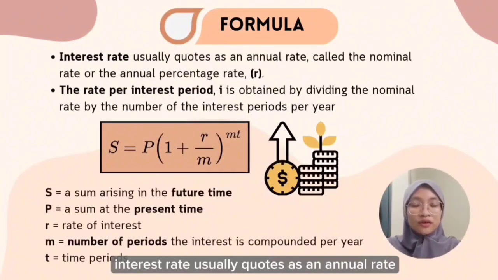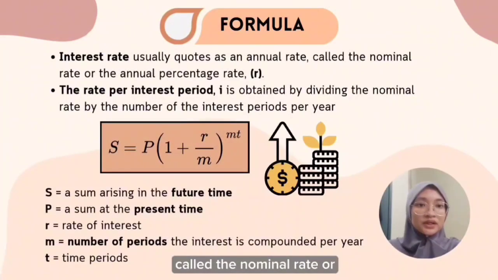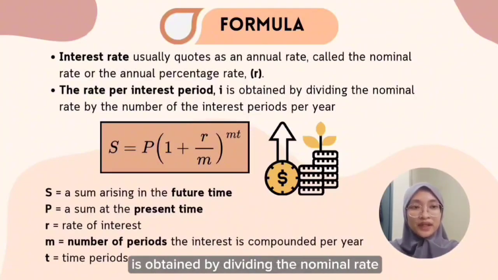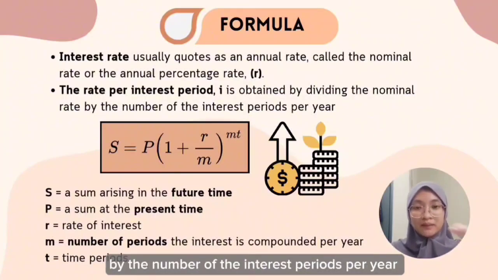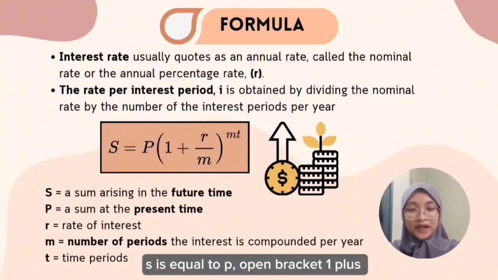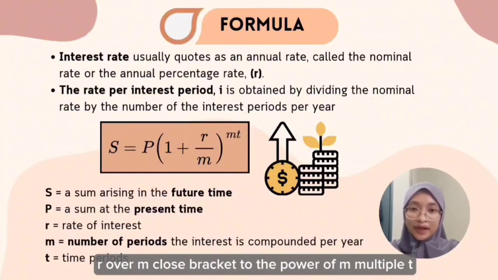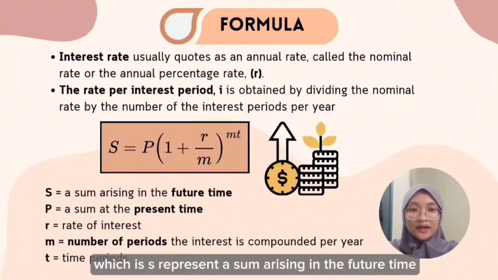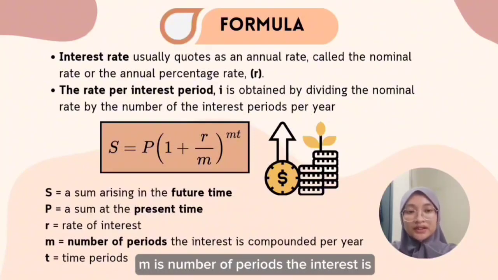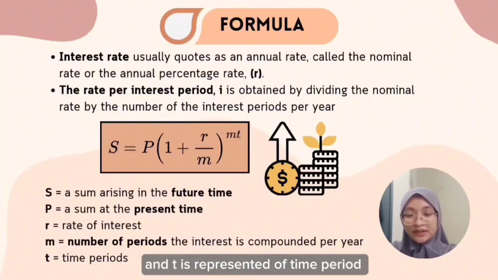Interest rate, usually quoted as an annual rate, is called the nominal rate or the annual percentage rate R. The rate per interest period I is obtained by dividing the nominal rate by the number of interest periods per year. The formula for compound interest is S equals P(1 + R/M) to the power of MT. S is the sum arising in the future, P is the sum at the present time, R is the rate of interest, M is the number of periods the interest is compounded per year, and T is the time period.